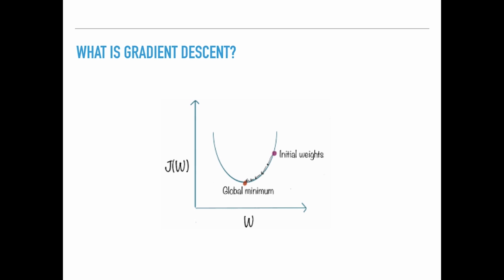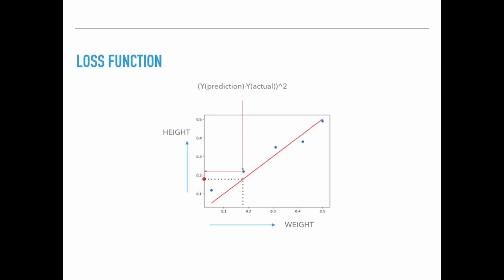To understand how exactly gradient descent works, we have to first define something called the loss function. Now, as you can see, the actual height value is greater than the value predicted by our red line. Let us define a loss function here, which is the square of the difference between the predicted value and the actual value. Sum this over all the data points in our dataset, and this will give us our required loss function.